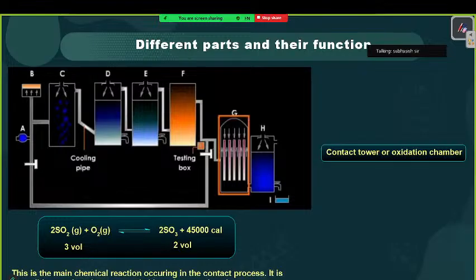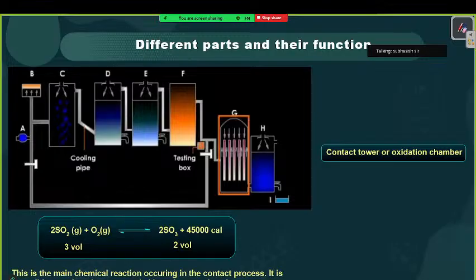So in this step, sulfur dioxide reacts with oxygen with the formation of sulfur trioxide. This reaction is very much exothermic, with 45,000 calories of energy liberated by this method. This is the most important reaction that occurs in the contact process, and this reaction is reversible.